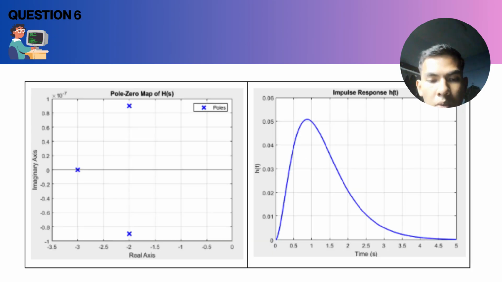The pole-zero map confirms all poles are in the left half plane, and the impulse response plot shows the system decays to 0 over time, confirming stability.